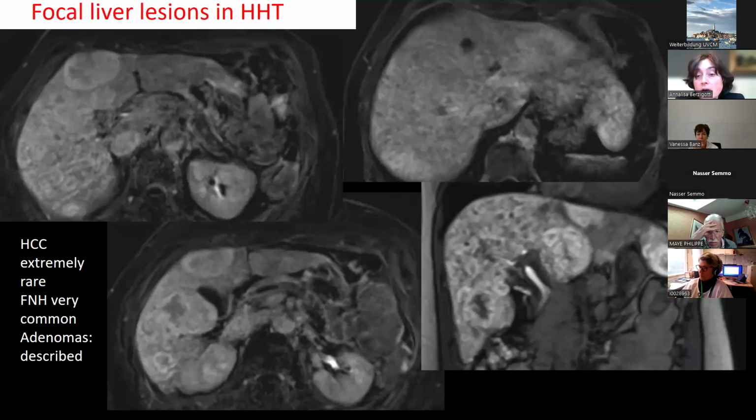The majority of lesions are benign and are FNH-like, as in Budd-Chiari syndrome, but there are adenomas that have been described, and rarely, if there is also some other additional feature of liver damage, such as alcohol, you can have HCC.